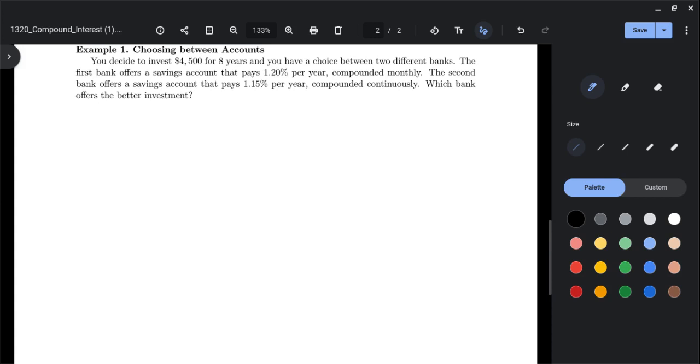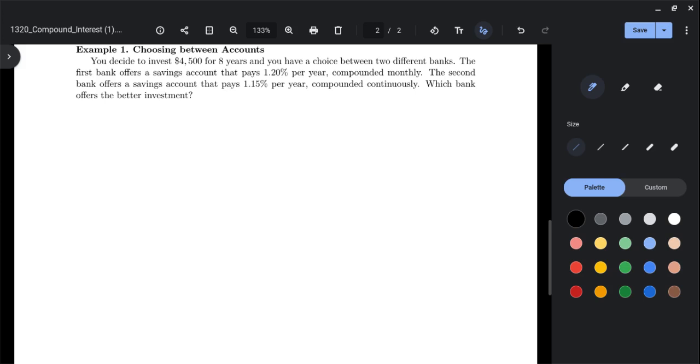The first bank offers a savings account that pays 1.20% per year, compounded monthly. The second bank offers a savings account that pays 1.15% per year, compounded continuously. Which bank offers the better investment?